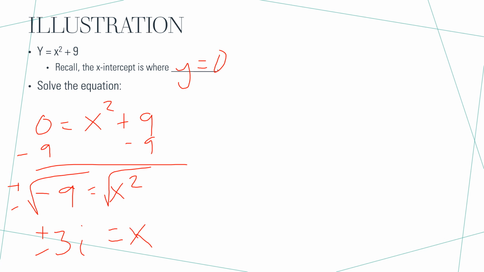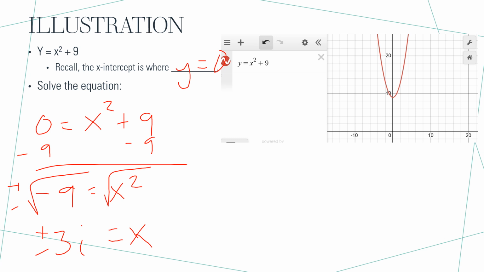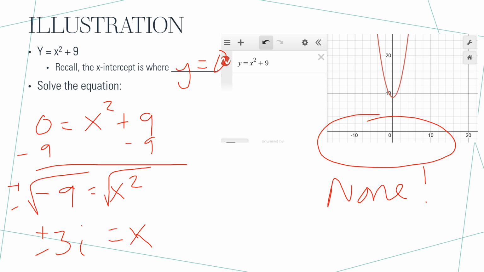Again, I went through that fast because we've actually done that same problem in class before when we were going over different ways of solving quadratic equations. Now, if I look at the graph for this, you will notice that there are no x-intercepts. There are two roots. The two roots are positive 3i and negative 3i, but they are complex or imaginary roots, and so they don't show up on the graph.